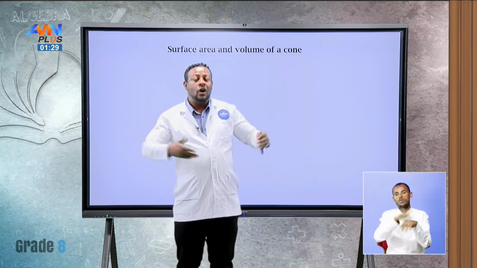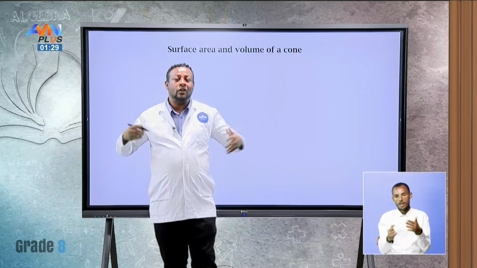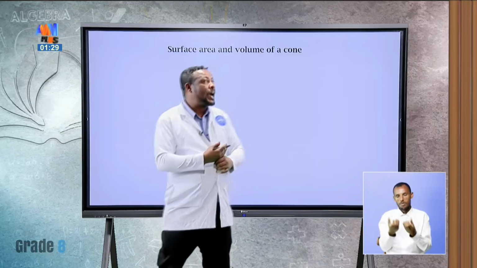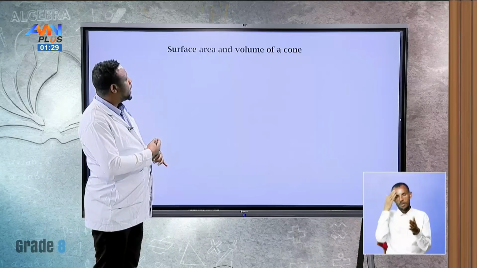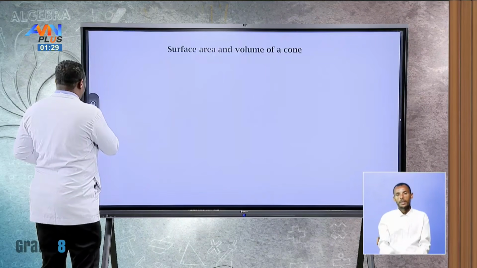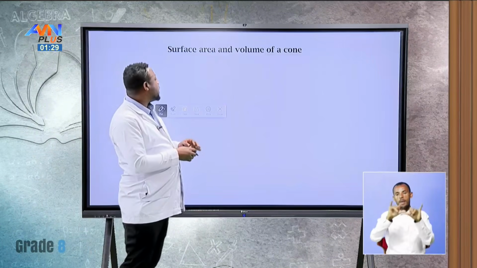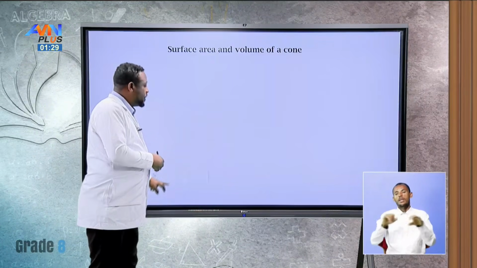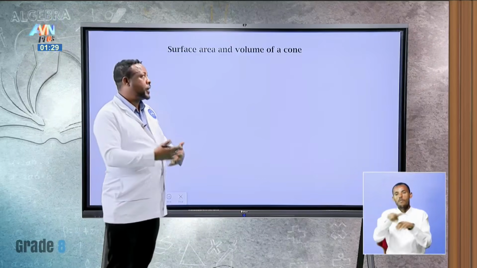We have different types of solid figures almost in all parts of our life experience. So it's good to know the different measurements in solid figures. So as usual, we will try to see the three measurements: the lateral surface area, the total surface area, and the volume of a cone.